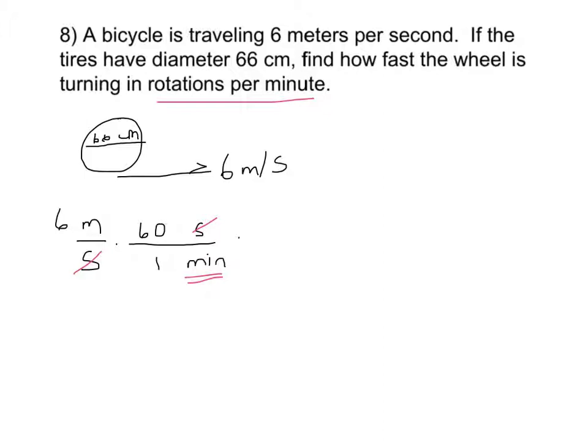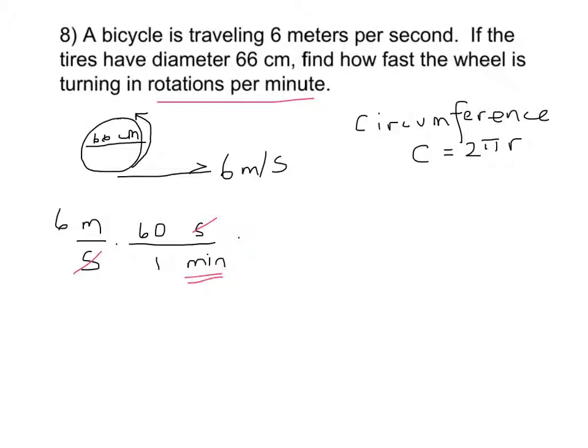All right, now basically what we want to do here is figure out what the distance is going around that circle, because the distance around the circle will be equal to a single rotation. The distance around the circle is called the circumference, and we have a formula that will allow us to do that. And the formula for the circumference is c equals 2 times pi times r.